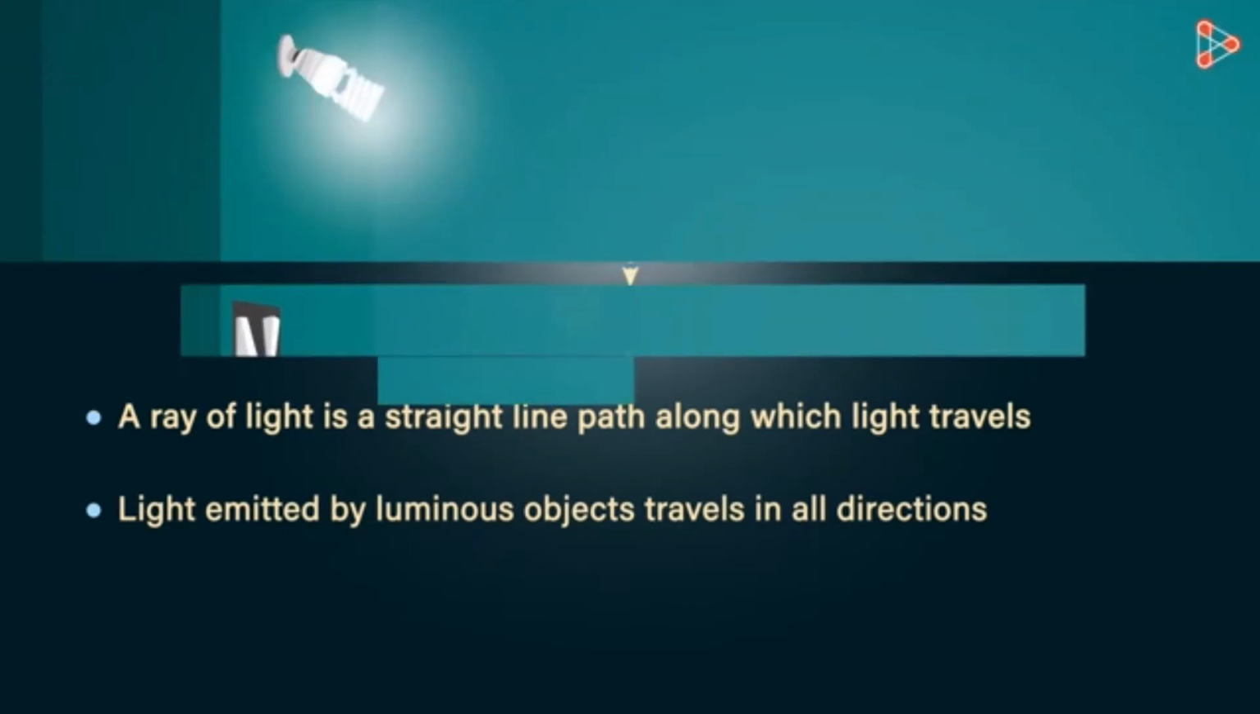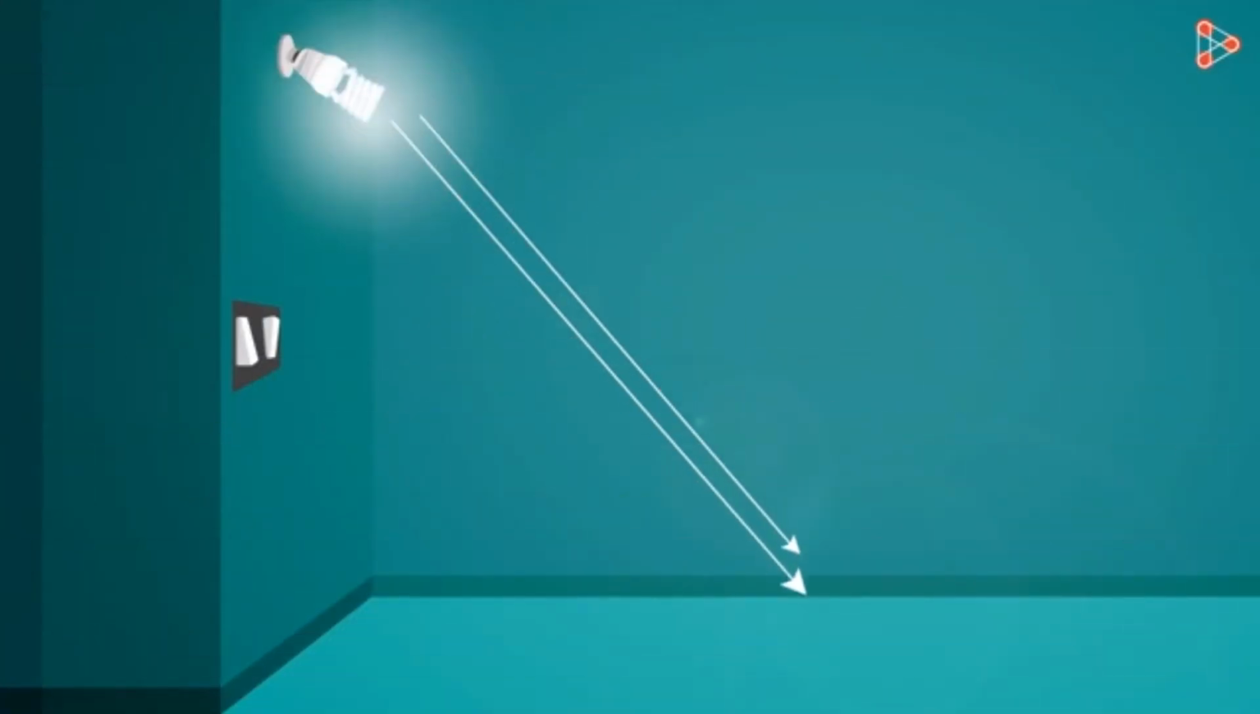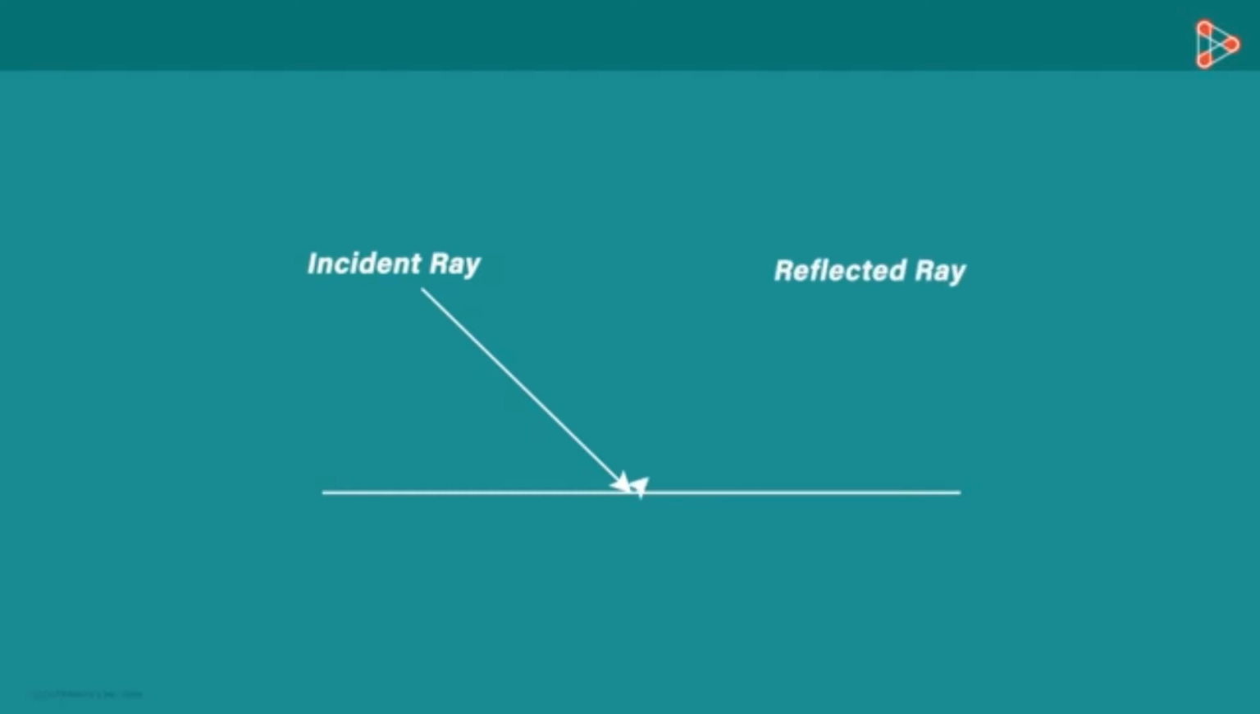Suppose rays of light from the fluorescent bulb fall on a surface. The non-luminous surface reflects these rays, and these reflected rays travel along a certain path. Consider this plane surface. Suppose one of the rays of light from the bulb strikes at this point. This is called an incident ray. We know that this surface will reflect this ray, and the reflected ray will travel in this direction.